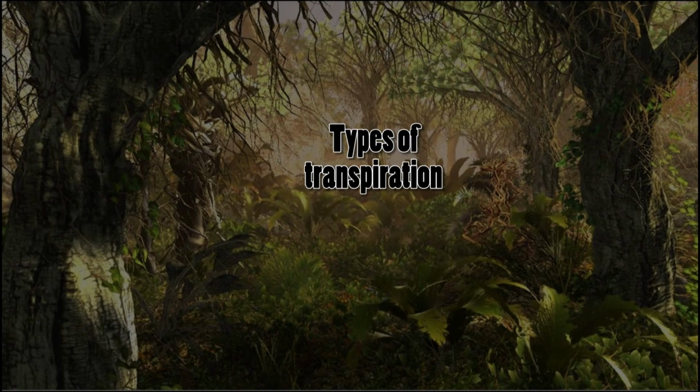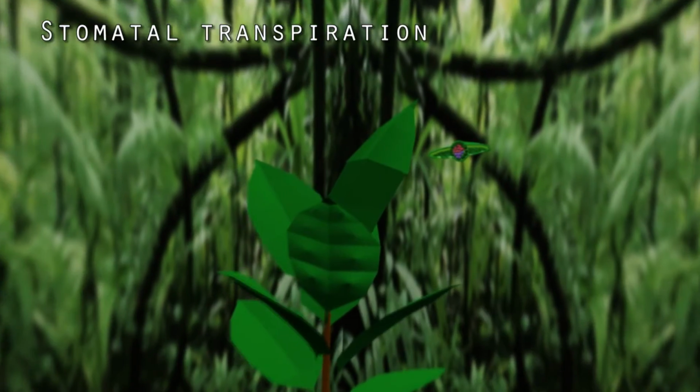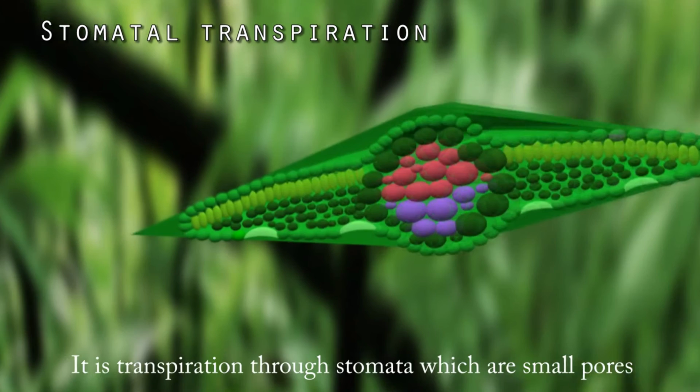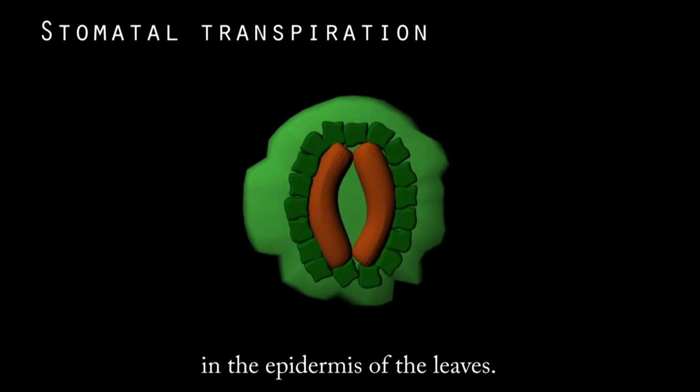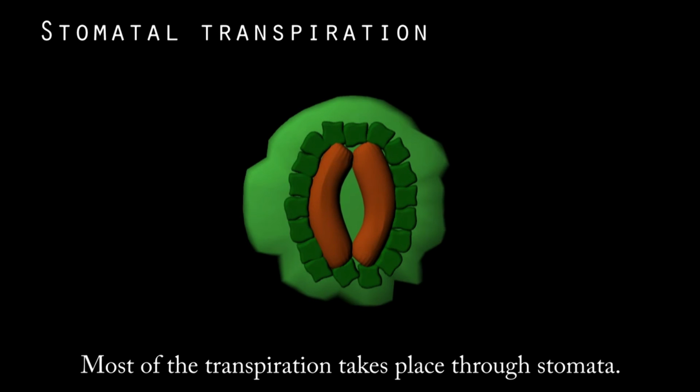There are three types of transpiration. Stomatal transpiration. It is transpiration through stomata, which are small pores in the epidermis of the leaves. Most of the transpiration takes place through stomata.